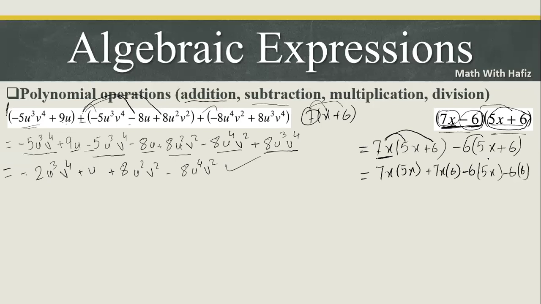Now, some students will do this mistake. They will say, oh, this is -6, this is +6, this will be cancelled. No, this is not addition or subtraction. This is multiplication. So you cannot cancel it.